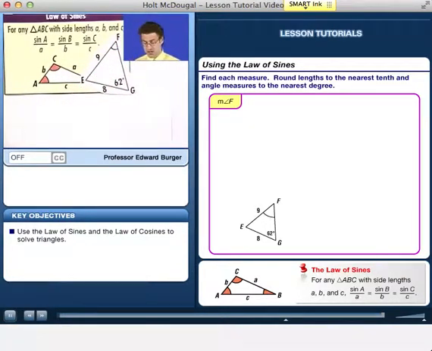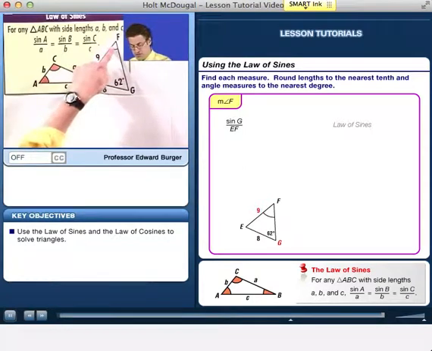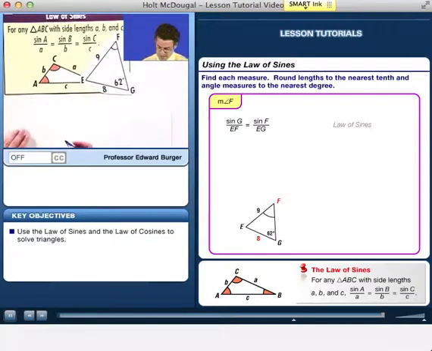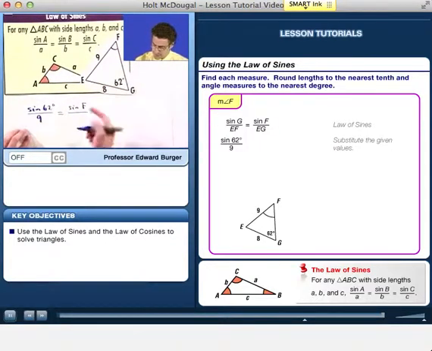Well, again, I can use the law of sines because I see a measure of an angle and the length of the opposite side. I want to find the measure of that angle, but I know the length of its opposite side, so I can set this up real nicely. And what I see is what? Well, sine of the angle, 62 degrees, divided by the length of the side opposite, is equal to the sine of the angle we want, sine of F, divided by the length of its opposite side.